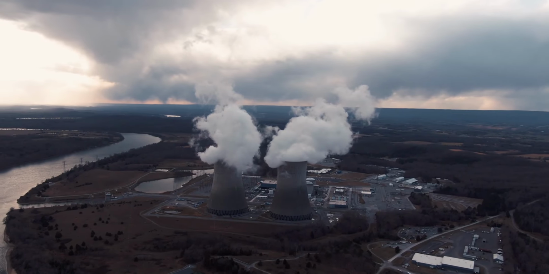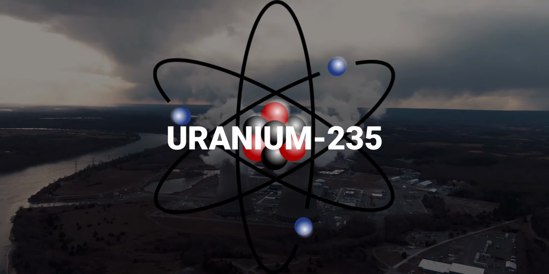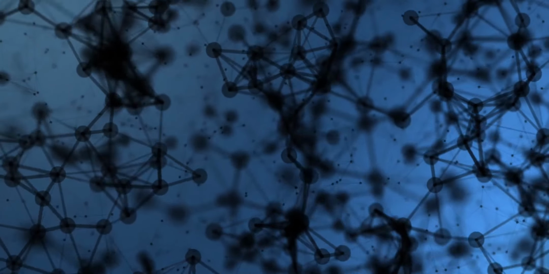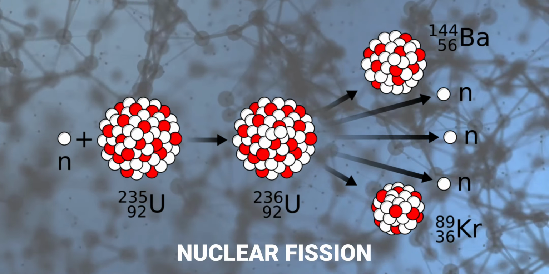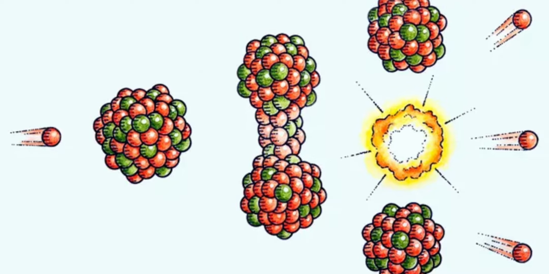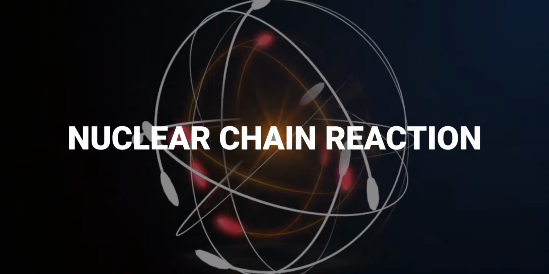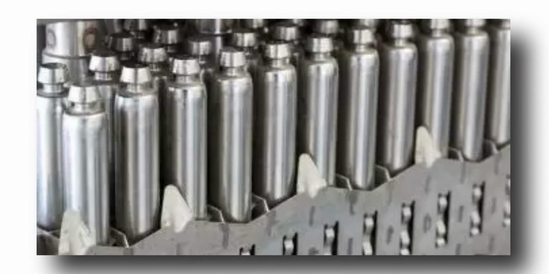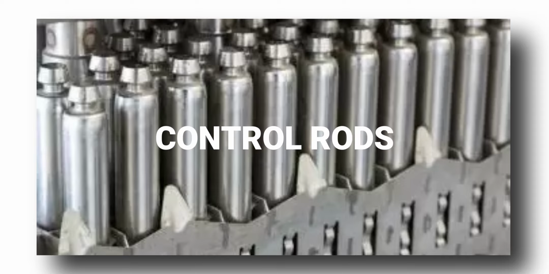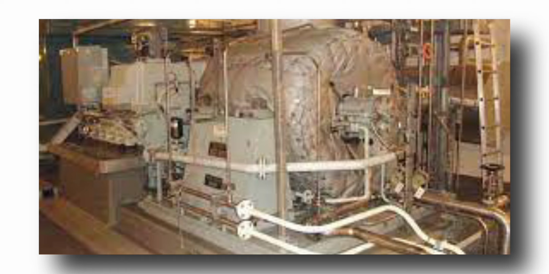In a nuclear reactor, a radioactive atom like uranium-235 breaks apart and releases some neutrons. This is known as nuclear fission, which further strikes another atom and they break apart, and a nuclear chain reaction is formed. The reaction is controlled by control rods to slow it down. Water was used as a coolant and pumps were used to flow water constantly.